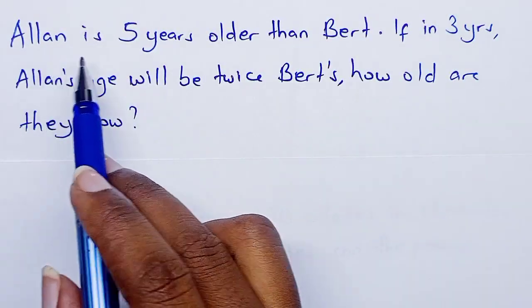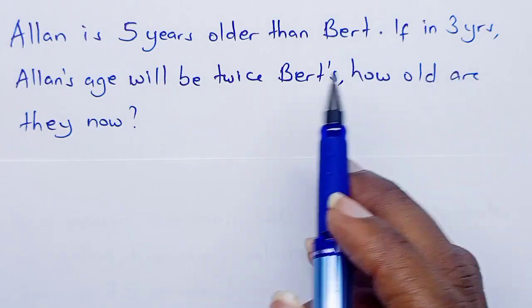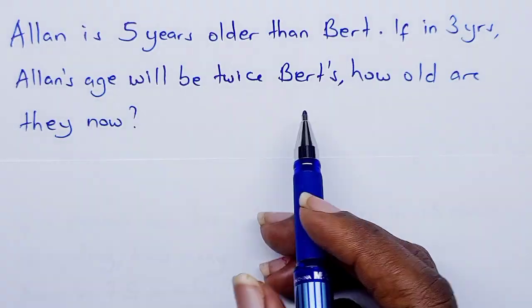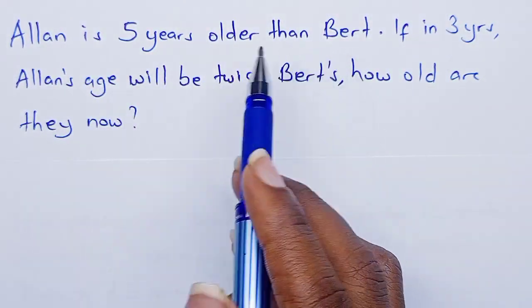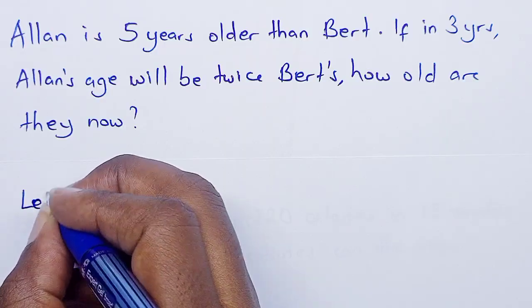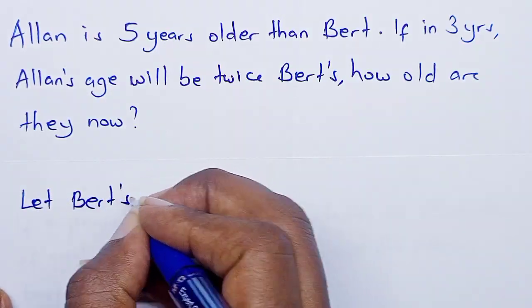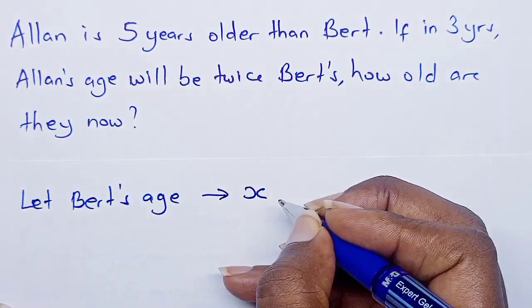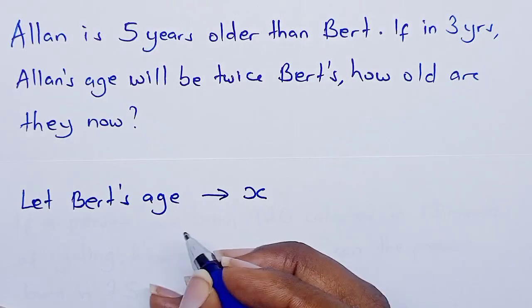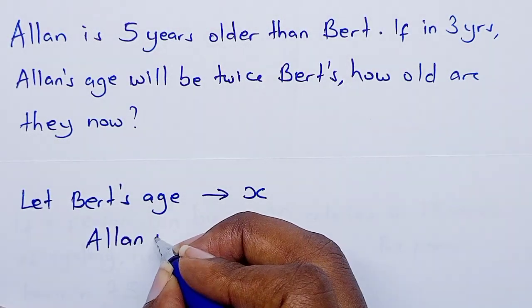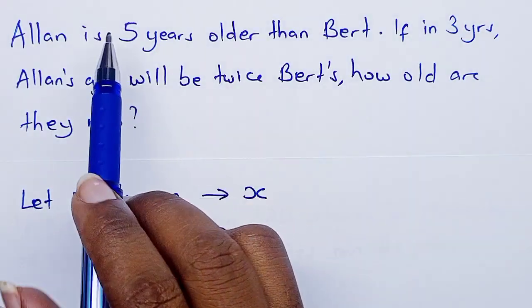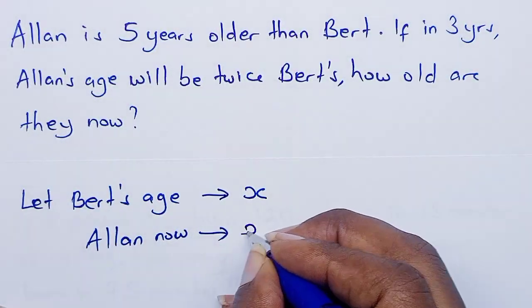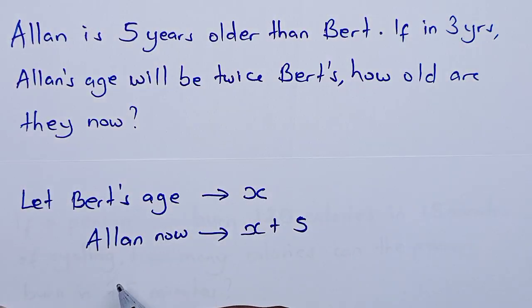So question number 2, we have Alan is 5 years older than Bart. If in 3 years Alan's age will be twice Bart's, how old are they now? So now Alan is 5 years older than Bart. Now let Bart's age now be X. That means Alan now is, since they've said Alan is 5 years older than Bart, you get Bart's age and then add 5 to get Alan's age.